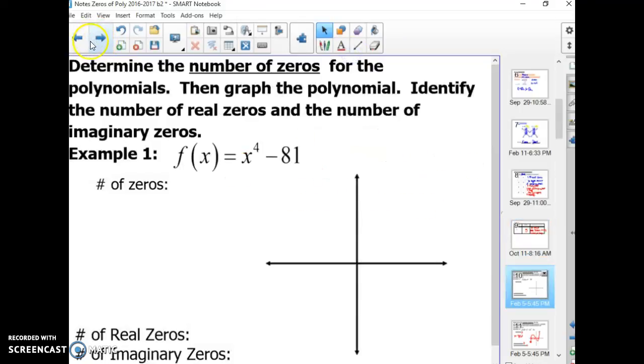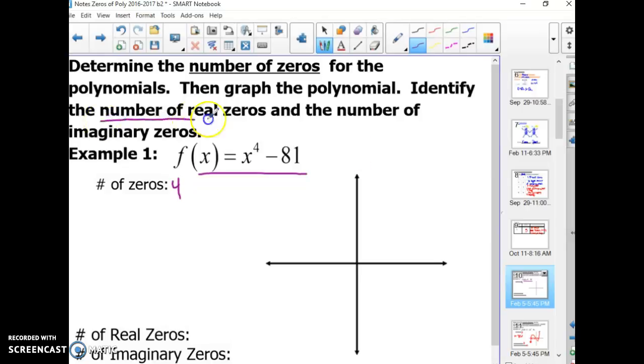So our first example right here, the number of zeros that I can have for this problem, right? So determine the number of zeros for the polynomial. The degree is 4, so I'm going to have 4 zeros. I'm going to graph it. I want to identify the number of real zeros. So real zeros are where it crosses the x-intercept, and then the number of imaginary. So the number of real zeros and the number of imaginary have to sum up to the value of 4. So x to the 4th minus 81, I have it graphed.